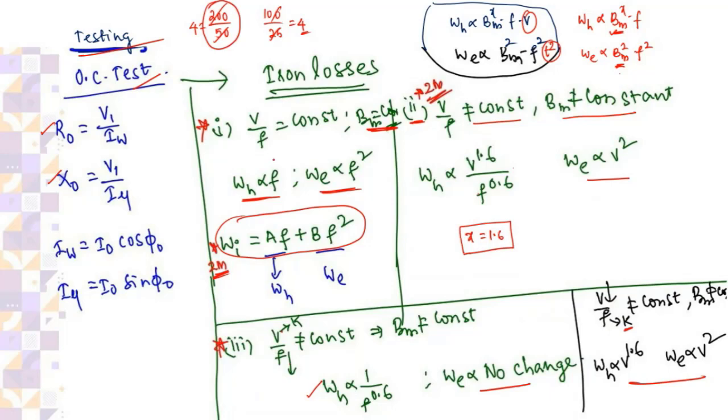The only thing is you need to check whether the voltage to frequency ratio is constant or not. If you don't remember, simply check whether the voltage to frequency ratio is constant. If it is constant, just eliminate B maximum and write hysteresis loss proportional to frequency, and eddy current loss proportional to frequency square. If it is not constant, then you consider them. Whatever term is constant, do not consider it, and the remaining terms you can consider.